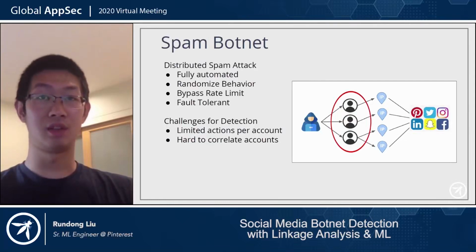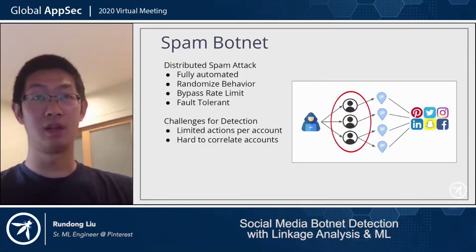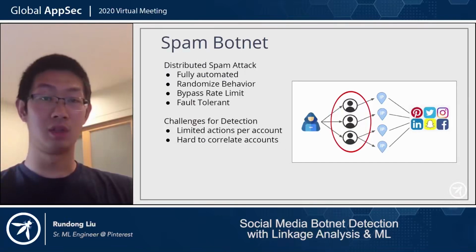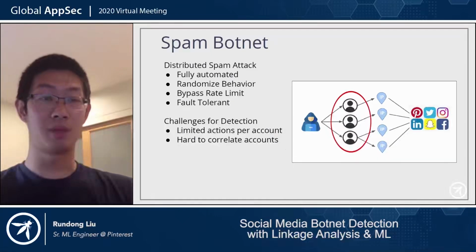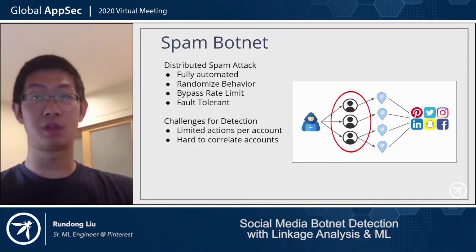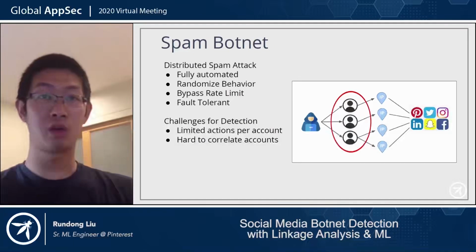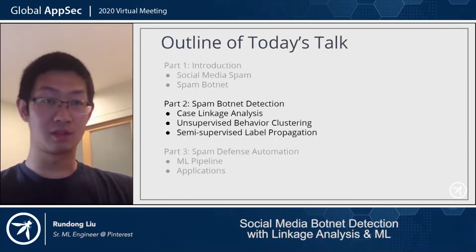Sometimes we observe that each spam account may only have several actions in its lifetime, so the event log is not sufficient for a high-confidence detection. And since most traditional rule-based defense methods look at spam accounts individually, it can be difficult to correlate different accounts within the same campaign and see the true volume of the spam attack. So in order to detect this, let's jump into part 2 to build a spam botnet detection solution.